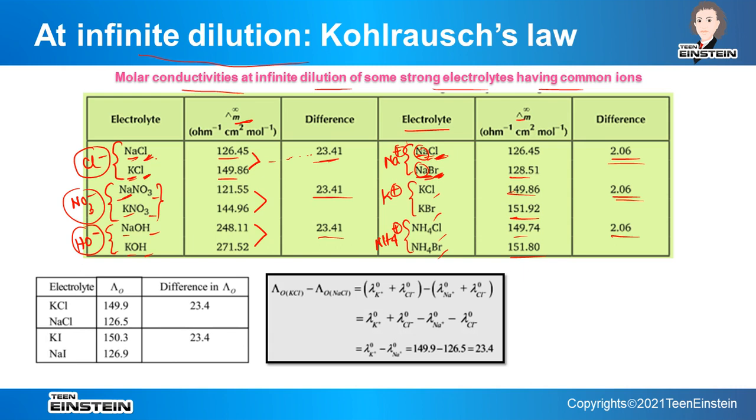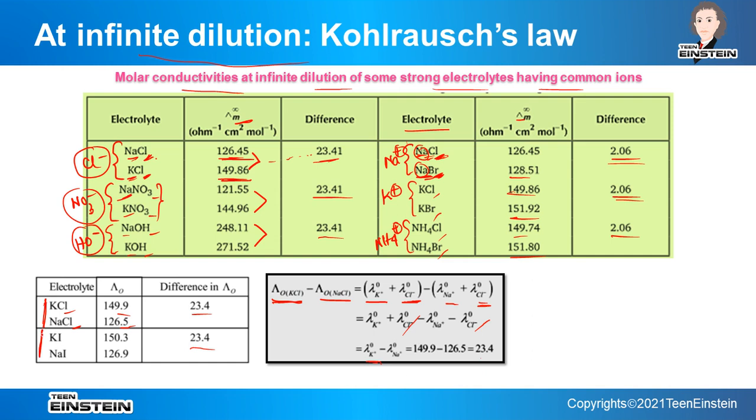Now we will elaborate it. See here KCl and NaCl, we are focusing on these two. Here the anion is common. The difference is 23.4. So how are we getting it? This is lambda naught of KCl, at infinite dilution, and this is lambda naught of NaCl. Now just break it in two parts. It is lambda naught of K plus plus lambda naught of Cl minus, the independent contributions of cation and anion, minus lambda naught of Na plus plus lambda naught of Cl minus. As the value of lambda naught of Cl minus is the same, these two are cancelled out. So ultimately it is a difference of lambda naught of K plus minus lambda naught of Na plus.